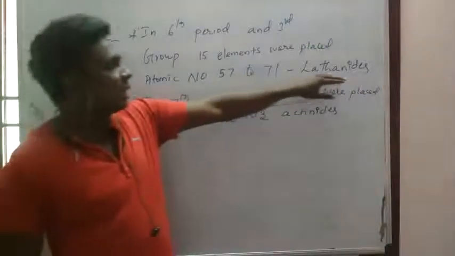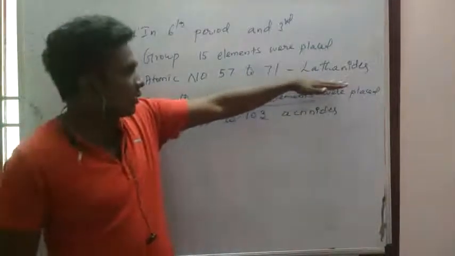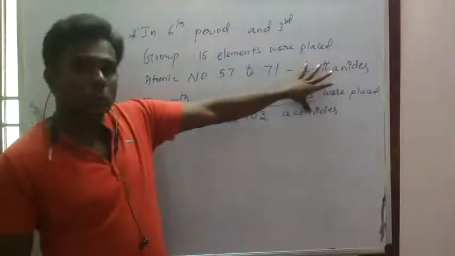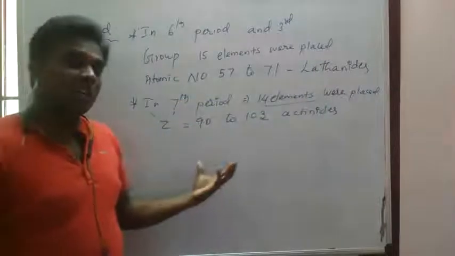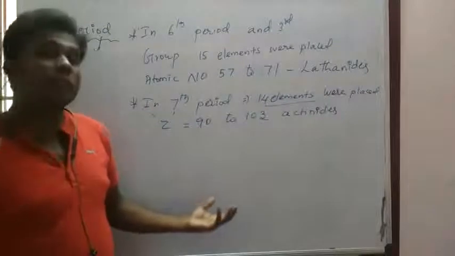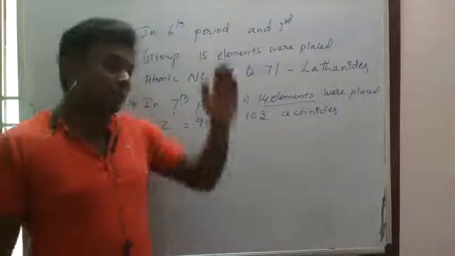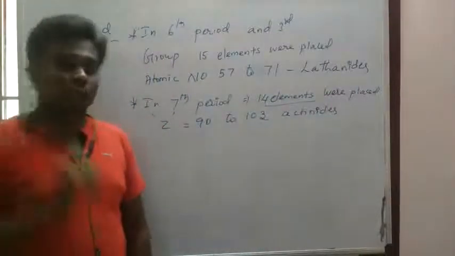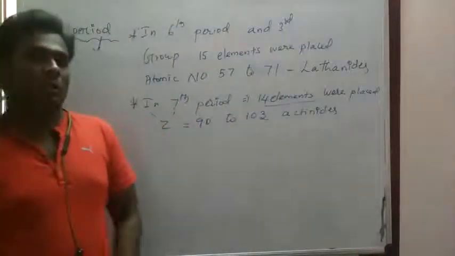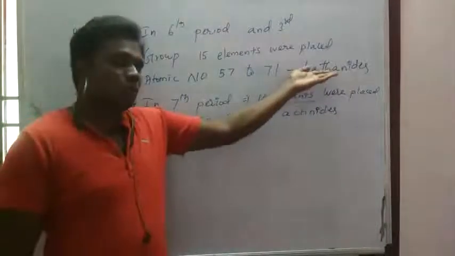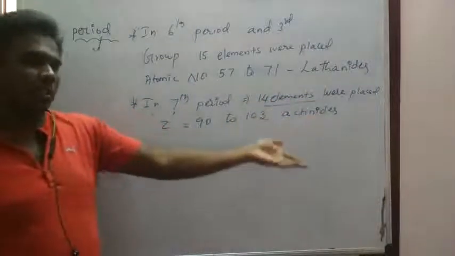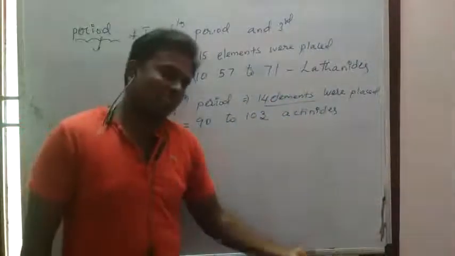These two groups of elements, lanthanides and actinides, are displaced under the periodic table. If you see the periodic table, you can see two rows placed separately below it. The first row is called lanthanides, the second row is called actinides. We will see that in the future: these are the F block elements.